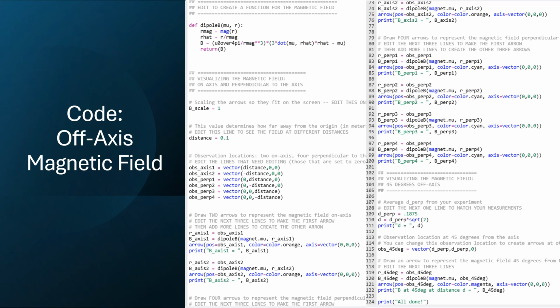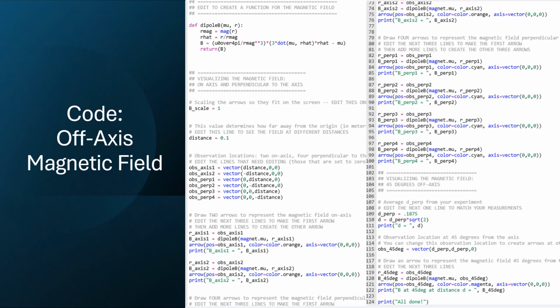This is my code for the off-axis magnetic field. In this code, I defined a function for the dipole, and then I created a bunch of locations to measure at, both on the axis and perpendicular to the axis. Then I did the same thing a bunch of times, copying the starter code, where it gave R perp, it gave B perp, it created an arrow, and then it printed the actual value of the magnetic field.